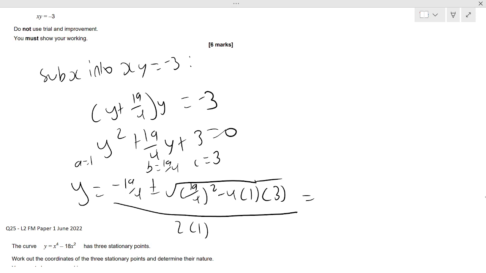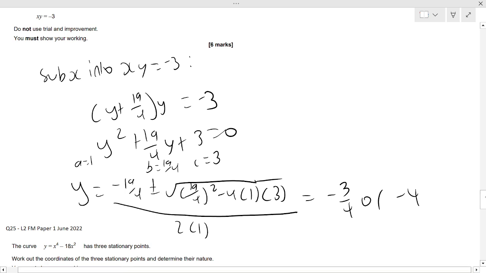And so firstly, consider the positive case. So the plus the square root of 19 over 4 squared minus 4 lots of 1 lots of 3. You get minus 3 over 4. And then if you just change the positive to a minus before the square root, you get the other solution, minus 4, which is fairly plausible, I guess. Quite nice numbers. So those are two solutions for y. But then we need to again solve it for x.